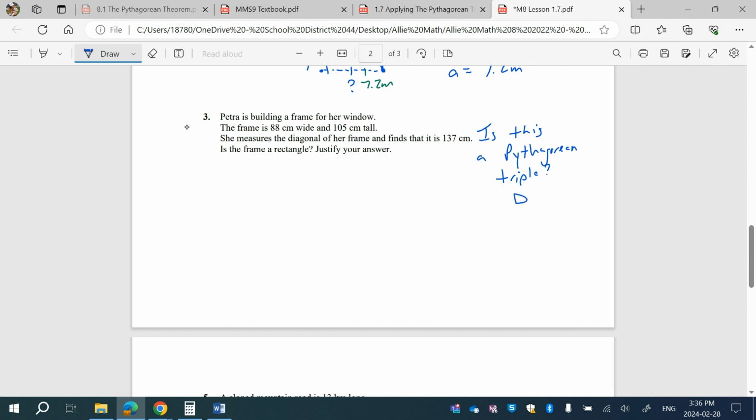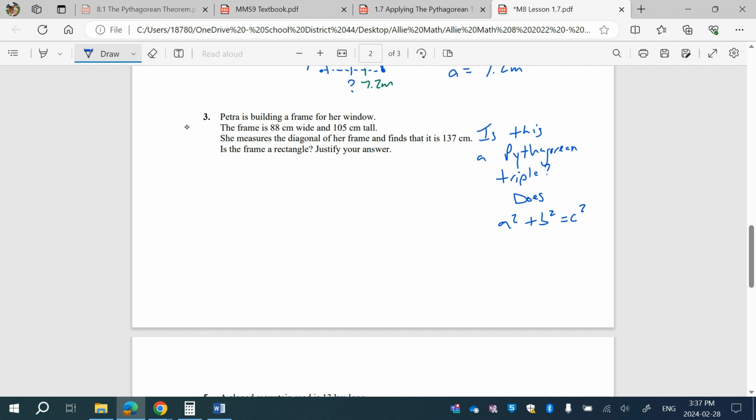So don't need to write this down. Does a squared plus b squared equal c squared? And if it does, then she's made a good frame for her window. If it doesn't, she's back to the drawing board. So does 88, let me draw a picture first.